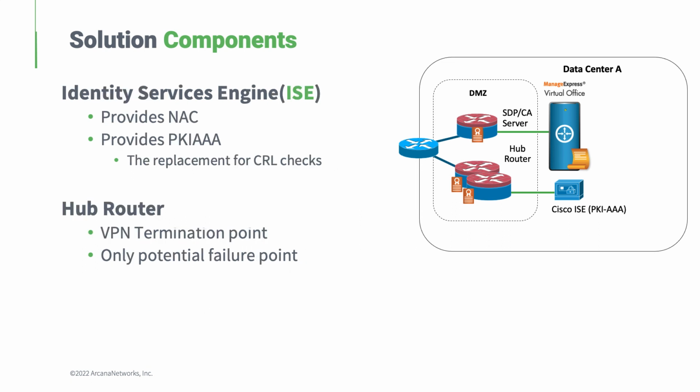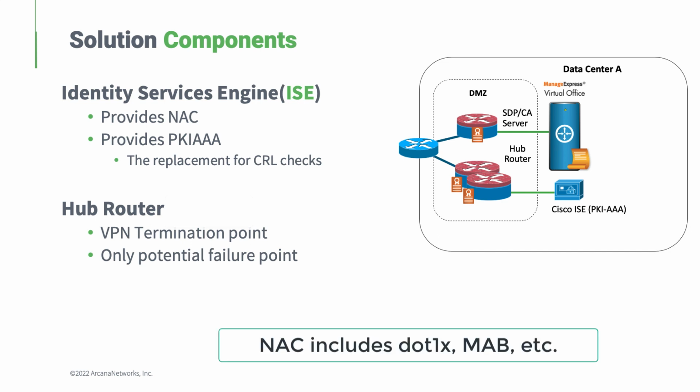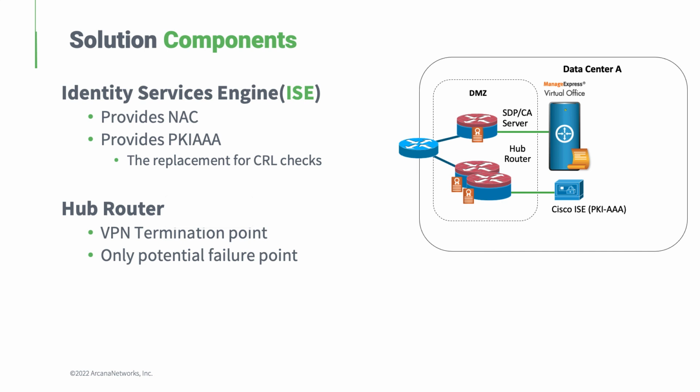Our third component is our ICE server, our Identity Service Engine. This provides two main roles for us. One is NAC, so Network Access Control. But the main reason why we use ICE is for PKI AAA. This is essentially our replacement for CRL checking for our certificate environment within the context of the MEVO solution. We'll have a whole video that goes over how the PKI AAA works. So if we say your PKI AAA server, that is synonymous with your Cisco ICE server.